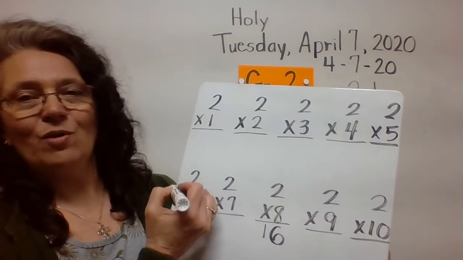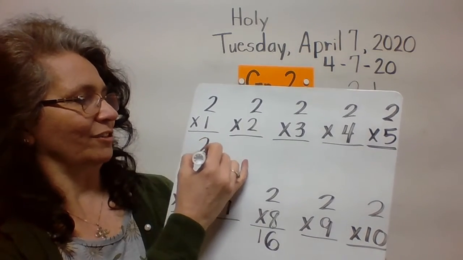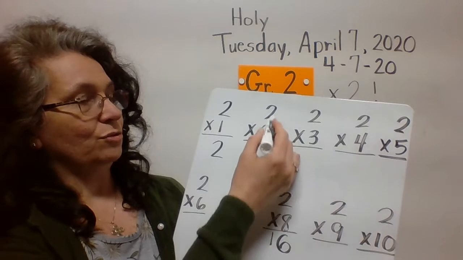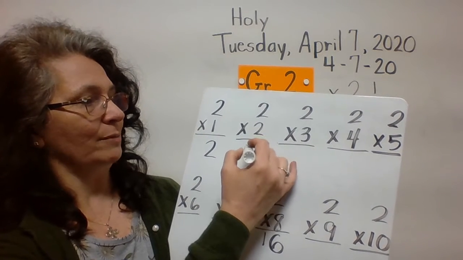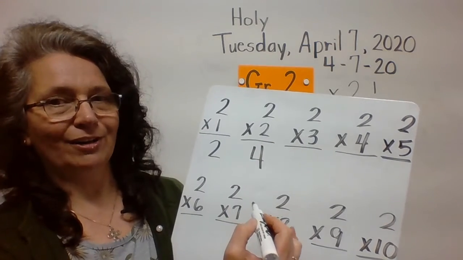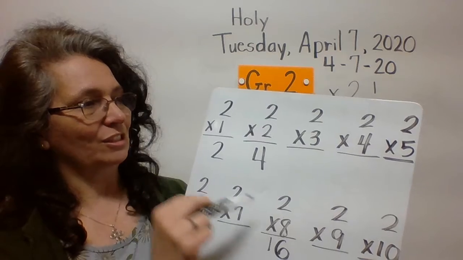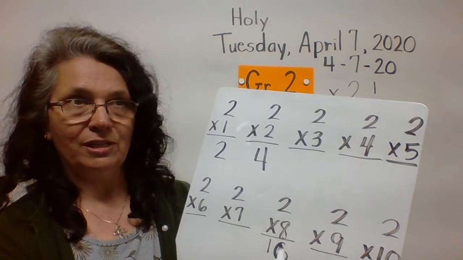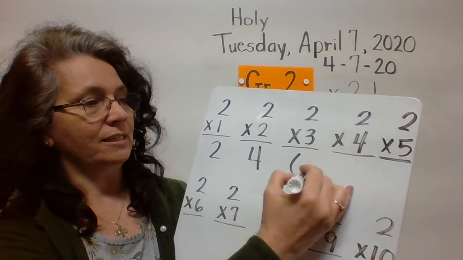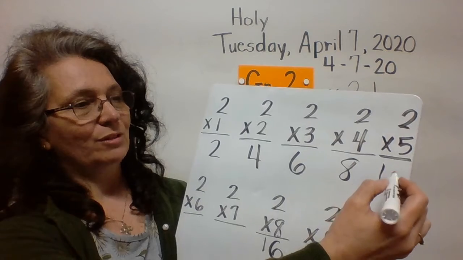How about 2 times 1? Well, that's easy. We know that any number times 1 is itself, so that's going to be 2. 2 times 2. So you could think 2 plus 2 is 4, and 2 times 2 is 4. Wow, that's kind of a coincidence, isn't it? That 2 times 2 is 4, and also 2 plus 2 is 4. How about 2 times 3? Well, you think 2 threes, 2 sets of 3, that would be 6. 2 times 4 is 8. 2 times 5 is 10.